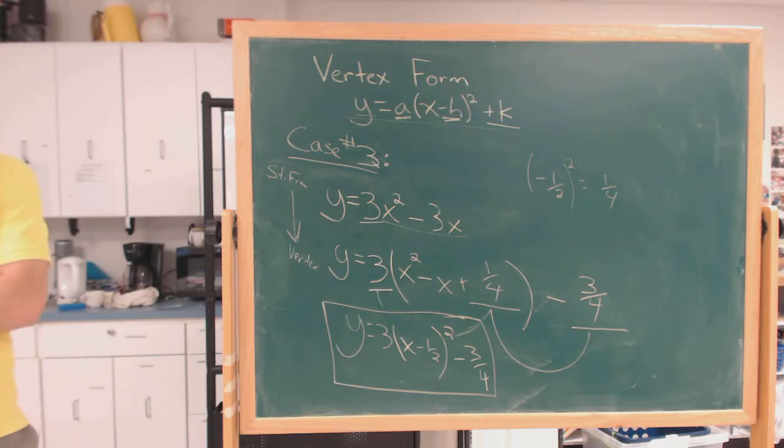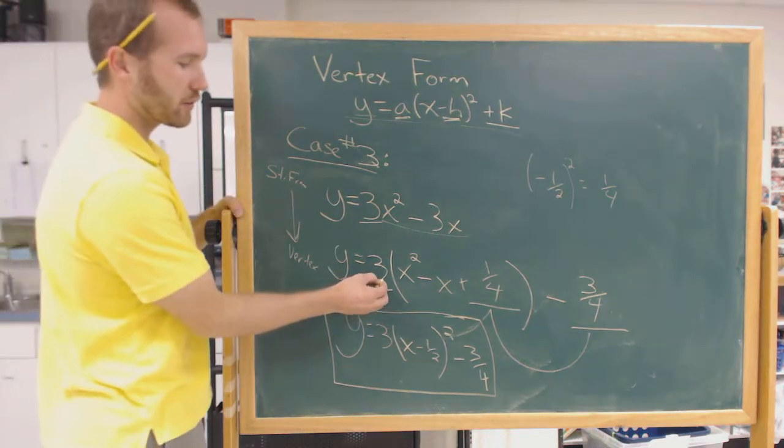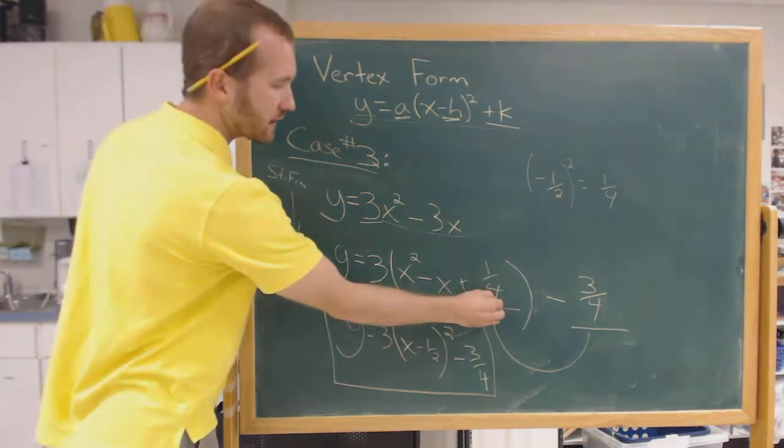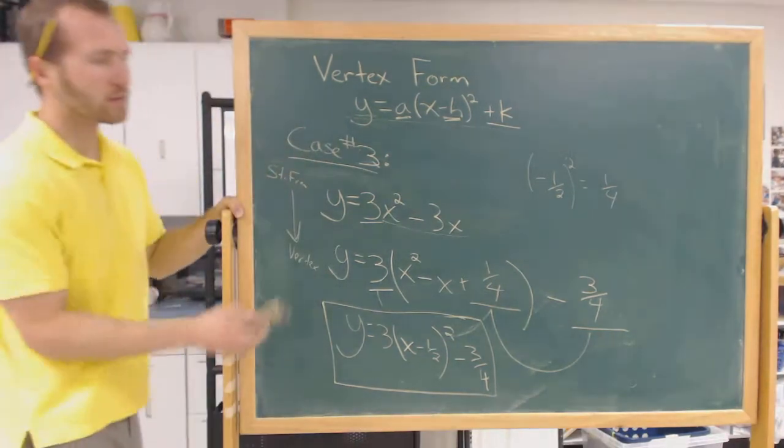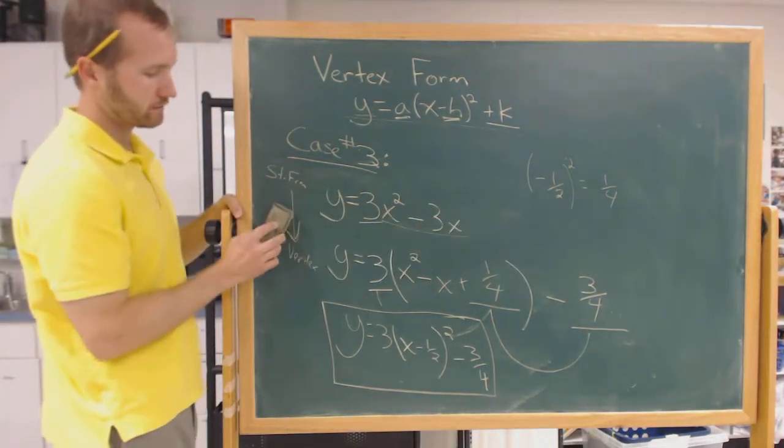Any questions about that process? The trick now is just remembering I have to multiply this times this to figure out what I'm going to subtract over there. Let's do another one, but this time we'll have a C term.